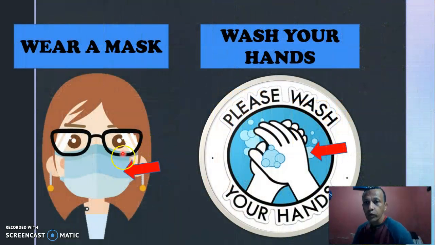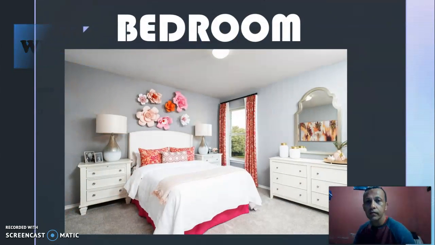Please don't forget to wear a mask and wash your hands. Please pay attention and repeat, please. It is very important for you to learn this vocabulary.